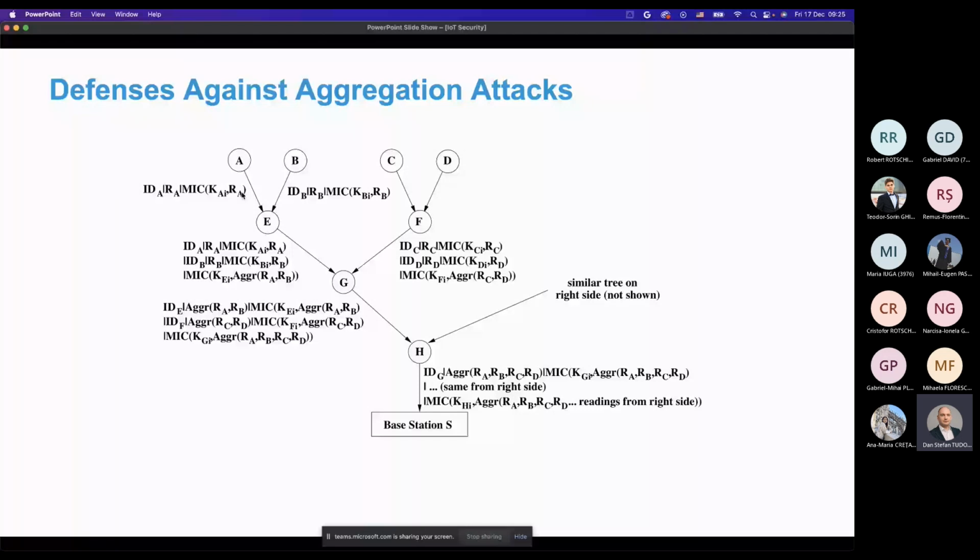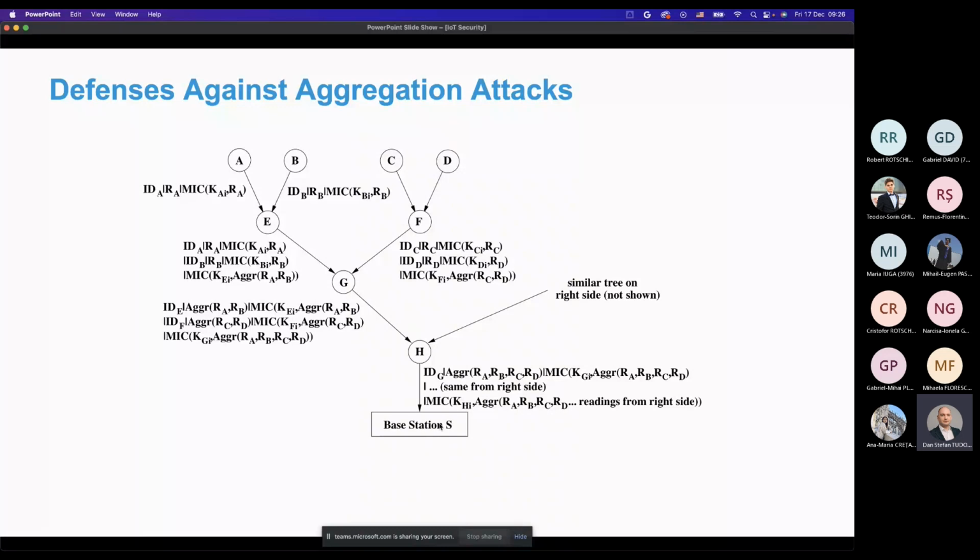but it aggregates these messages in such a fashion that E's messages, for example, to its parent G, contains the messages received from its children, so A and B, and the MAC computed over the aggregate of A and B's data using E's key now. So the message is increased through further computation of this key. And this process continues iteratively until the base station is reached. So for example, node G here will do the same thing when forwarding to node H.